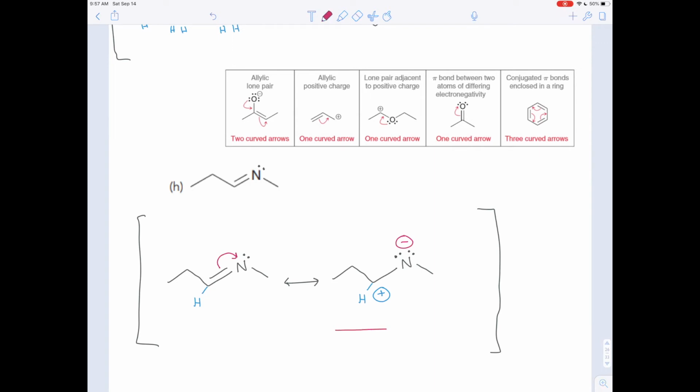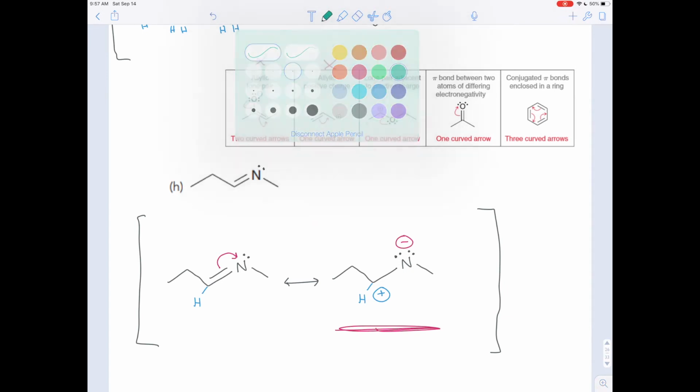So now we just need to do the same thing for this molecule on the right. Does that have an allylic lone pair? It doesn't, because although we have a lone pair, we don't have a pi bond that it's one atom away from. For the same reason, you can't have an allylic positive charge, we just don't have a double bond in the molecule. Do you have a lone pair adjacent to a positive charge?